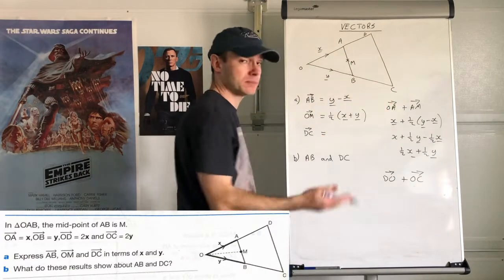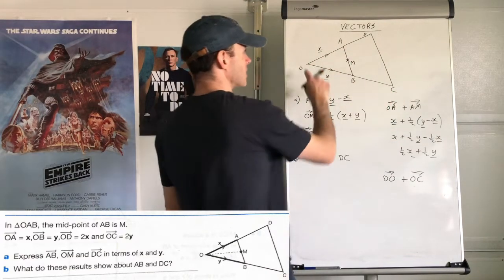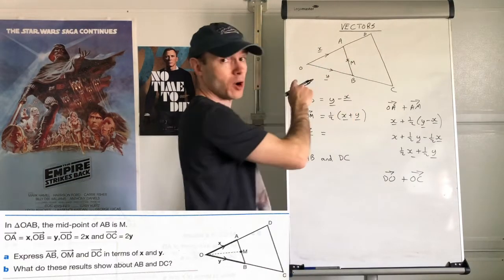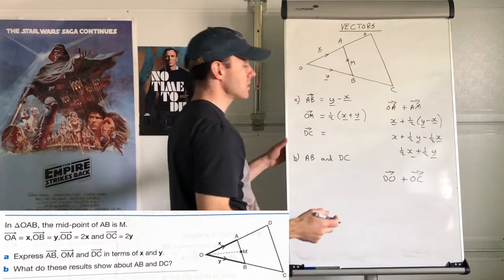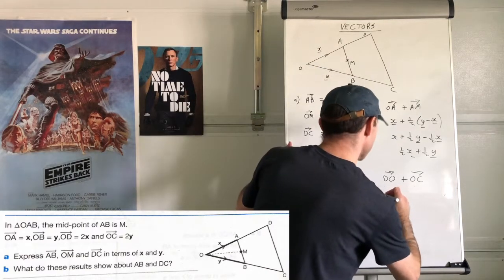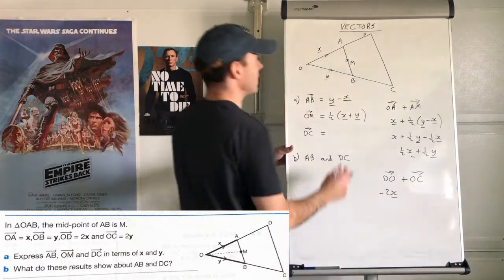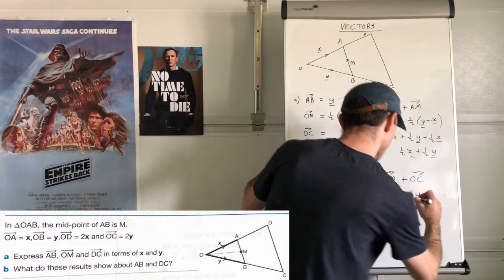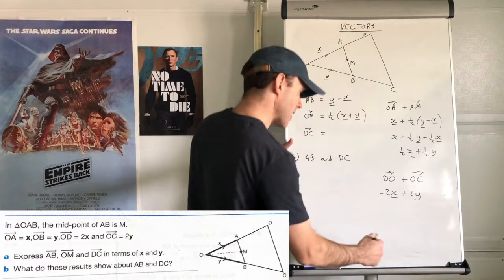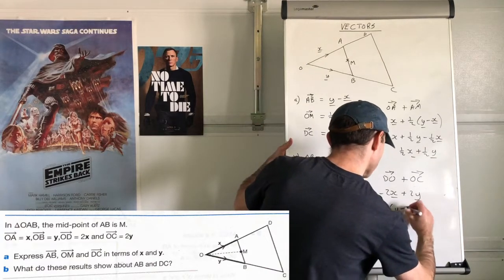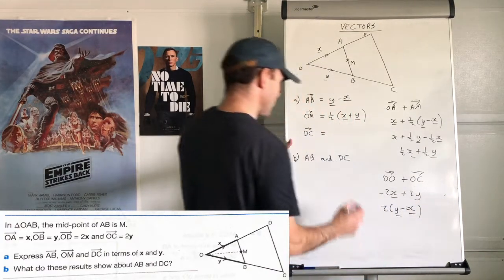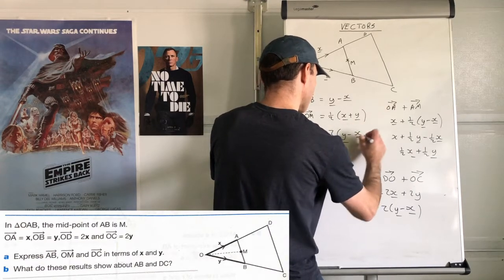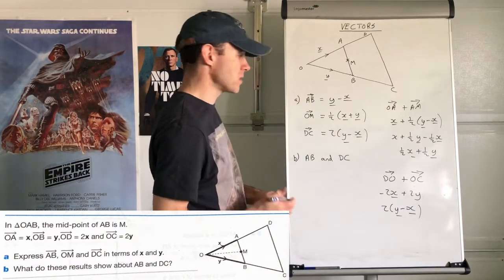Okay. Now I know that OD is 2x. So DO, opposite direction, is going to be negative 2x. And OC is 2y, isn't it? So that's plus 2y. Now I can write that answer as 2y minus x. Okay, I'm going to put that answer there, 2y minus x. Notice that was what I was expecting anyway.